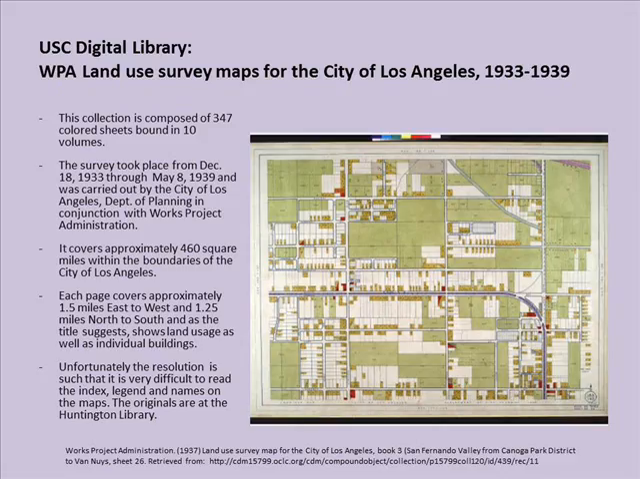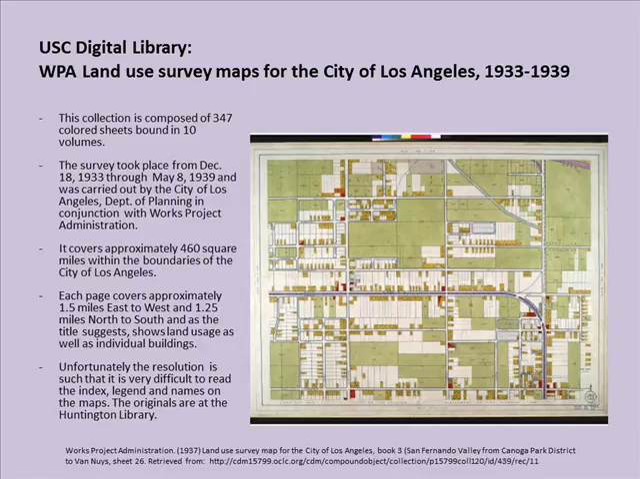Another unique collection of the USC Digital Library is the WPA Land Use Survey Maps for the City of Los Angeles, 1933 to 1939. This collection is composed of 347 colored sheets bound in 10 volumes. The survey took place from December 18, 1933 through May 8, 1939, and was carried out by the City of Los Angeles Department of Planning in conjunction with the Works Project Administration.